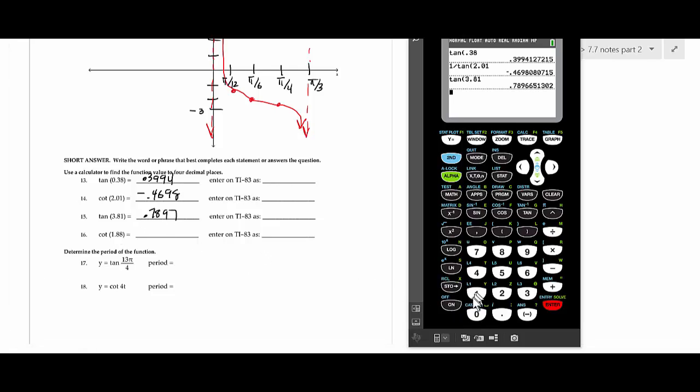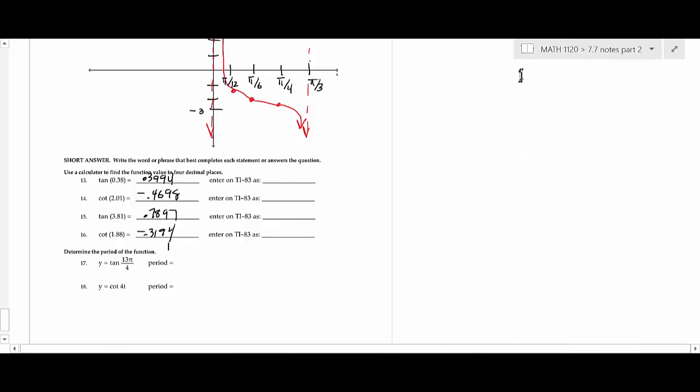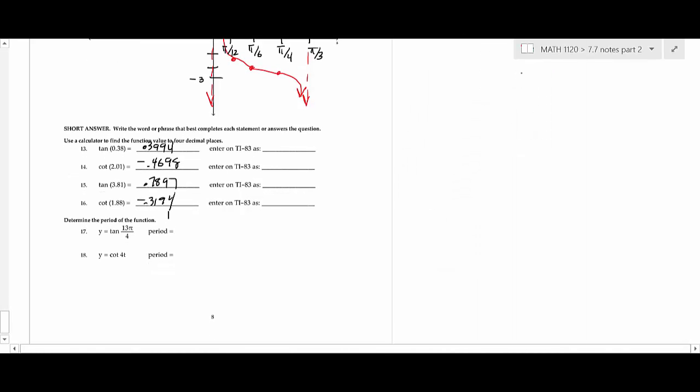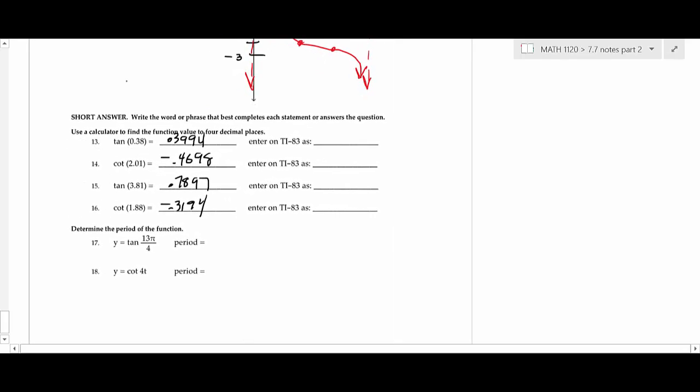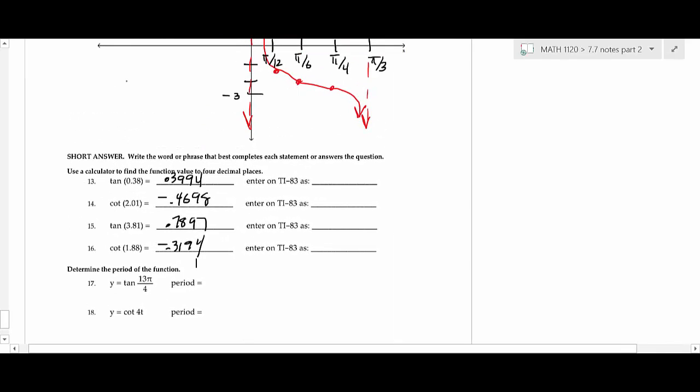And then the cotangent, we're going to do 1 divided by tangent of 1.88. That's either in quadrant 1 or 2. I think it's in quadrant 2, so it's a negative answer. So that's going to be negative 0.3194, like that. Okay, so just remember how to work out your trig functions of like a cotangent and a cosecant and stuff like that.